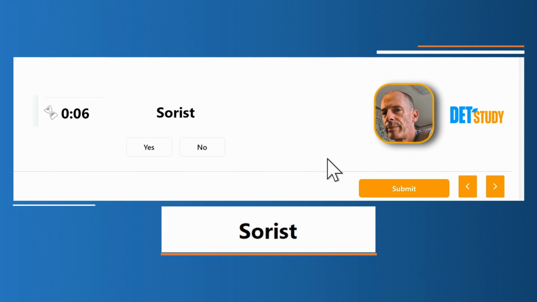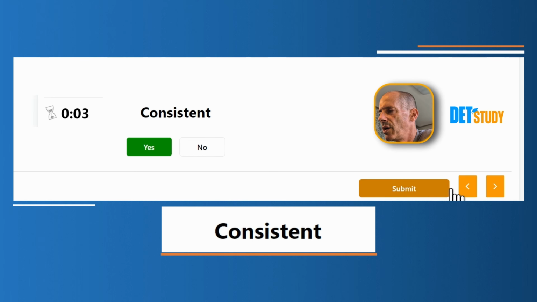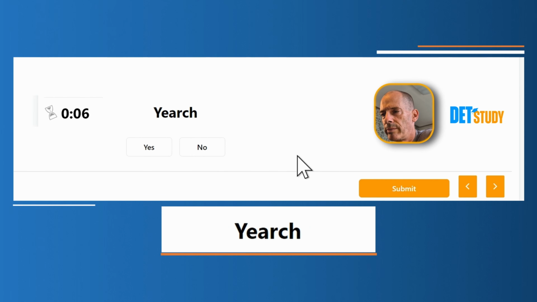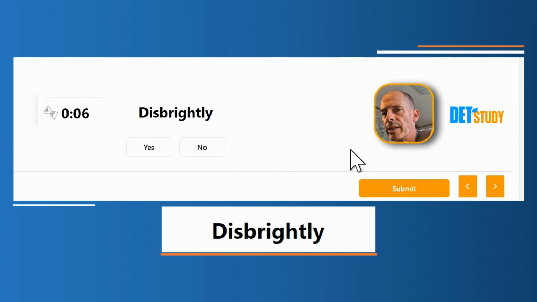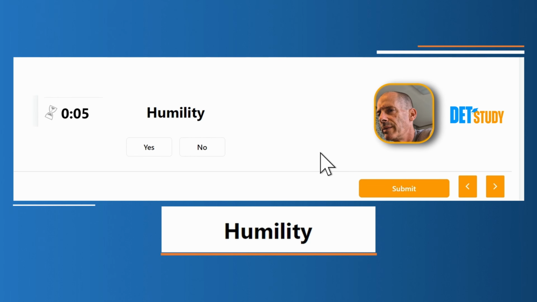Next. Sorest. No, not a word. Teamwork. We know that that's a word. We love good teamwork at school and at our jobs. Consistent. Yes. A good word. Yarch. Not a word. Disbrightly. The opposite of brightly. Not a word. Optical. Not a word. Humility. Yes, is a word. So there you go.